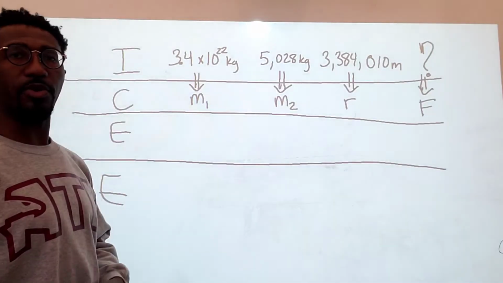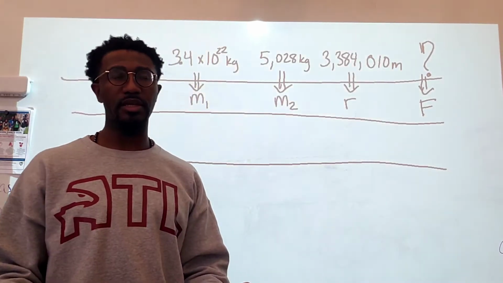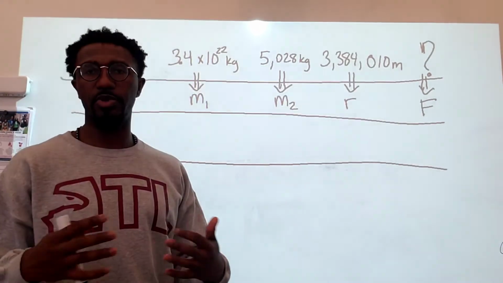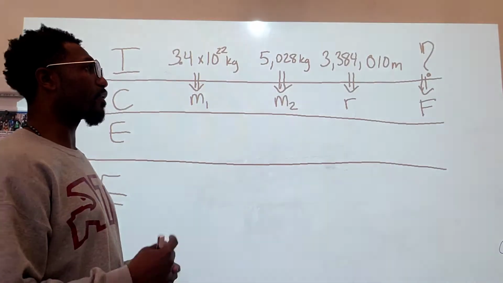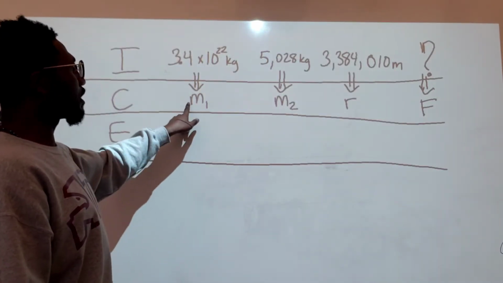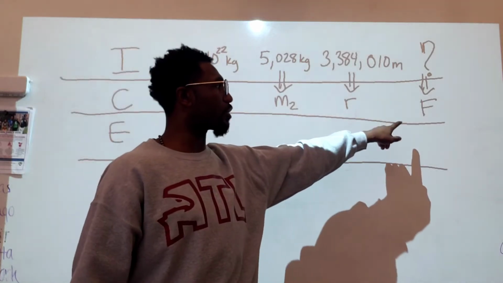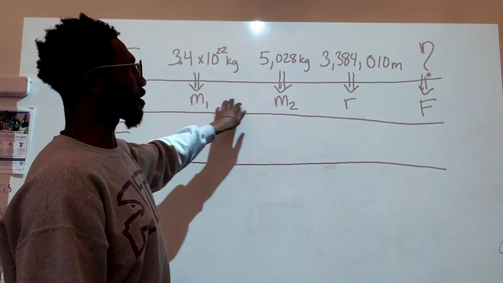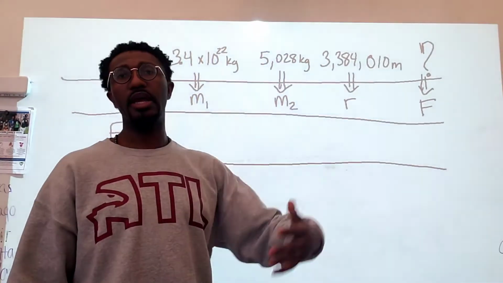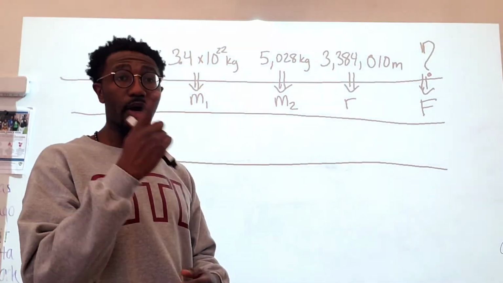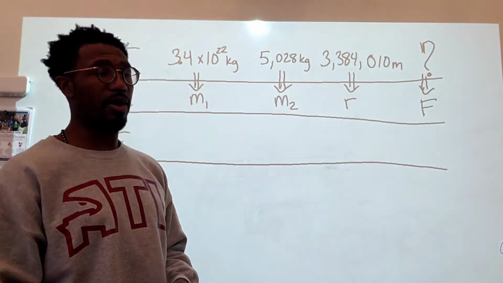Now, obviously, we're working with Newton's law of gravity, so we know what equation we're going to be using. But if you didn't know, in order to figure out which equation you're going to use, you need to look at the variables that you have written in the categorize step and choose the equation that includes all those variables. That oftentimes is the one equation that you need to solve the problem.